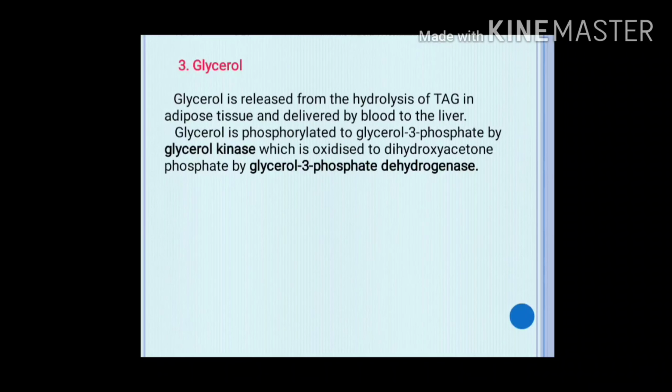Next precursor of gluconeogenesis is glycerol. Glycerol is released from the hydrolysis of triacylglycerides in the adipose tissue, and this is delivered by the blood to the liver. The liver phosphorylates glycerol to glycerol 3-phosphate by the enzyme glycerol kinase. This glycerol 3-phosphate is oxidized to dihydroxyacetone phosphate by the enzyme glycerol 3-phosphate dehydrogenase, and this dihydroxyacetone phosphate is another intermediate of glycolysis.